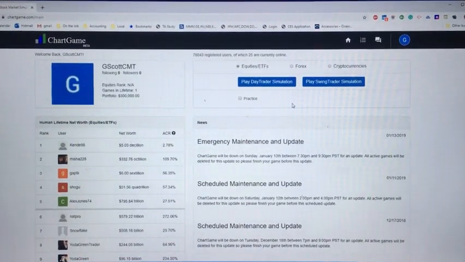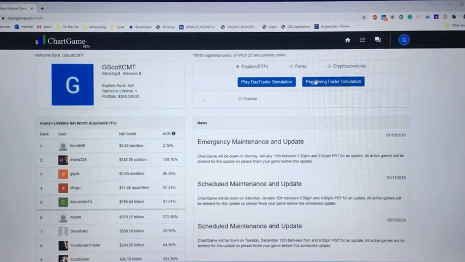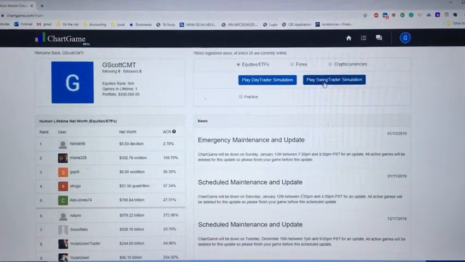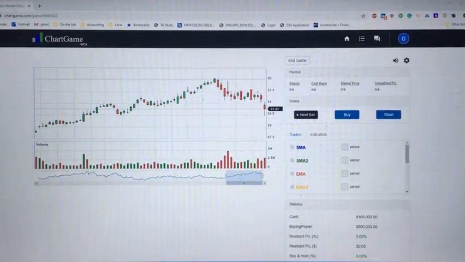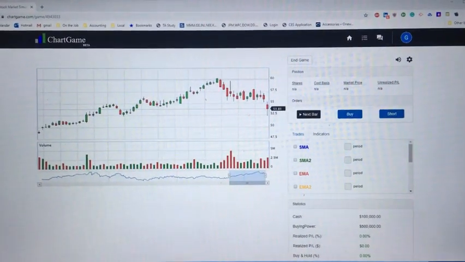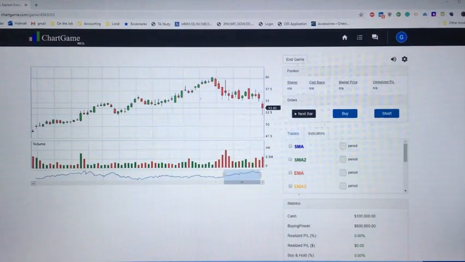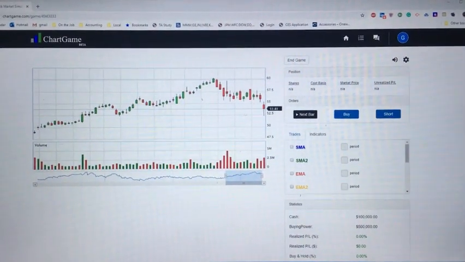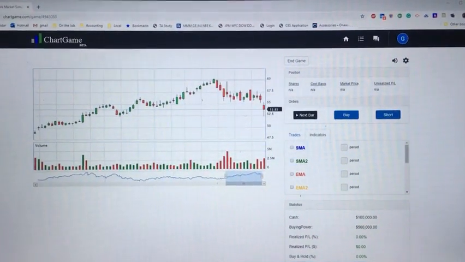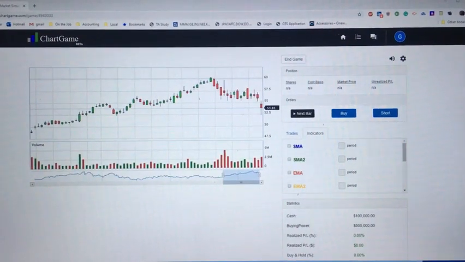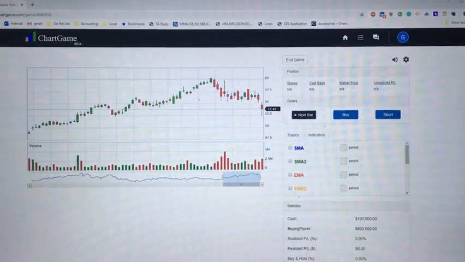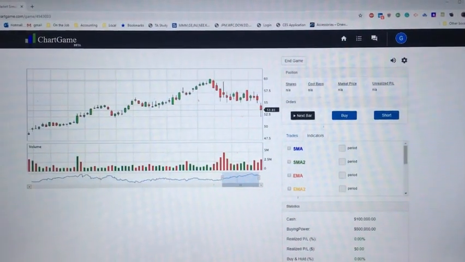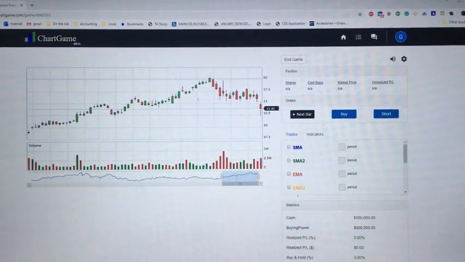And here we go. You're brought to this screen. Use the button that says Play Swing Trader Simulation. So we're going to click on that. These charts are actually built from historic data taken from one of the stocks in the S&P 500 over the past 20 years or so. You don't know what stock it is, and you don't know what time frame it is, and that helps you simulate real-time experiences where you don't know the future.